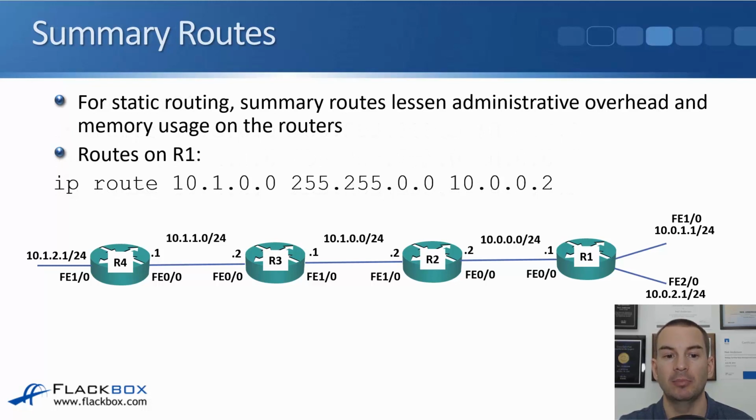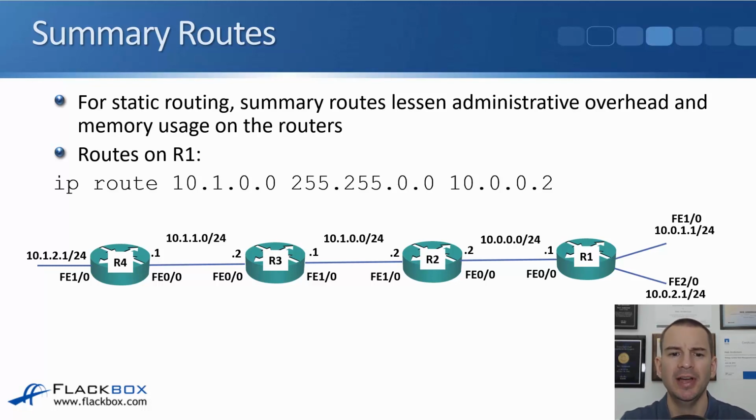So rather than having separate routes for 10.1.0, 10.1.1, and 10.1.2, which are all with a /24, I've configured one route for 10.1.0.0 with a subnet mask of 255.255.0.0. So this route will be good for all subnets that begin with 10.1. So 10.1.0, 10.1.1, 10.1.2, etc. And they're all reachable through 10.0.0.2. So that's how we configure summarization.